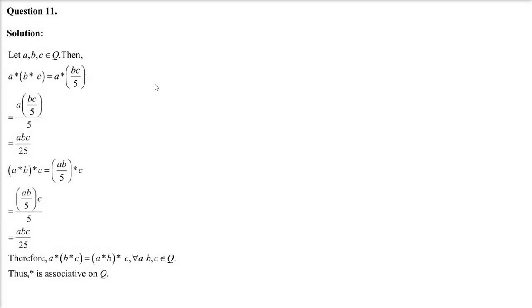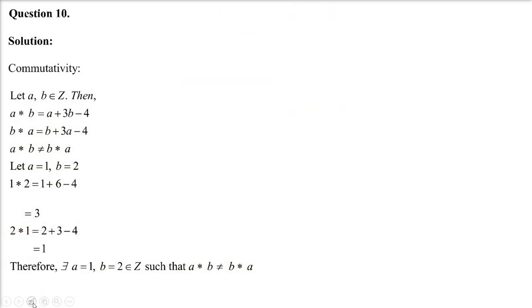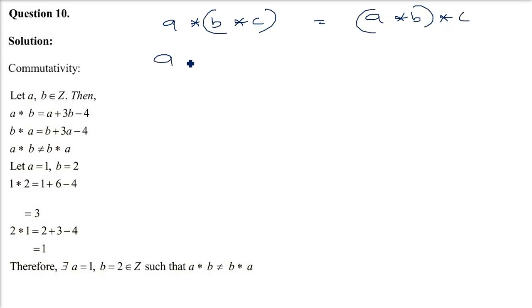Now we have to do the associative also. So let us see the associative part. Okay, we'll use this again: a star b star c equals a star b star c, and we'll see whether they are equal or not. We'll do this bc first, and here we'll do ab. Since it is a plus 3b minus 4, we have b plus 3c minus 4.